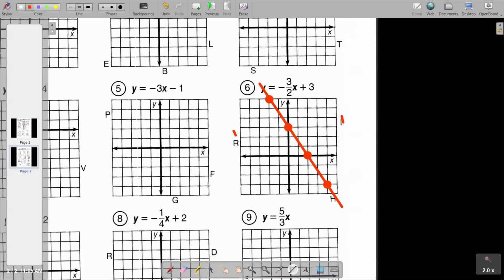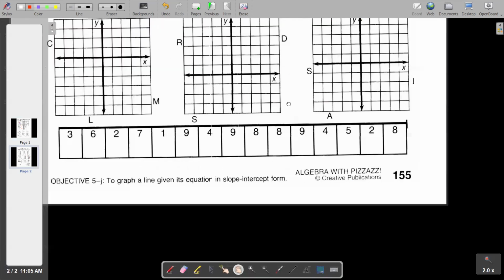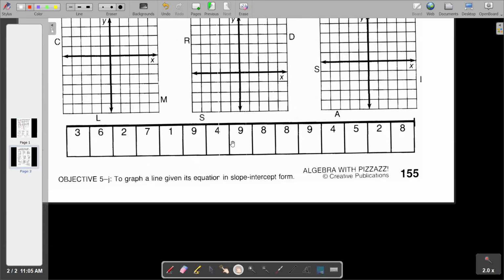So the code cracking here, I think you probably don't need a cryptography degree to figure this out, but it was problem 6, and the line pierced the letter H. So we're going to go to the bottom, and any box we see that has a number 6, we're going to put the letter that it pierced, in this case H.